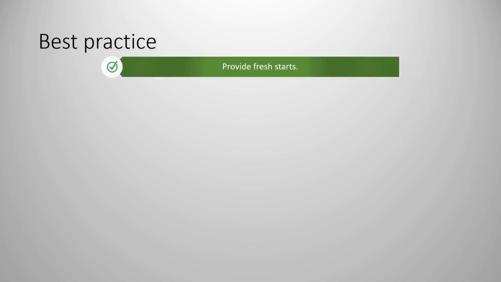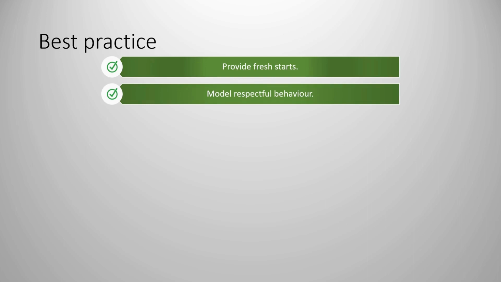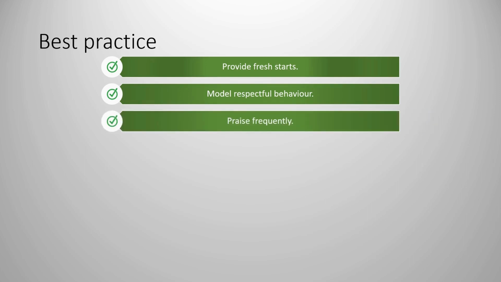To conclude, some of the points for best practice in behaviour management would be: provide fresh starts. Every new day is a new start. Model respectful behaviour. Have high expectations combined with activities which allow for success. Praise frequently. Aim to give each child at least one positive reinforcement per day. Be receptive to listening to a child's news every day. This builds trust.